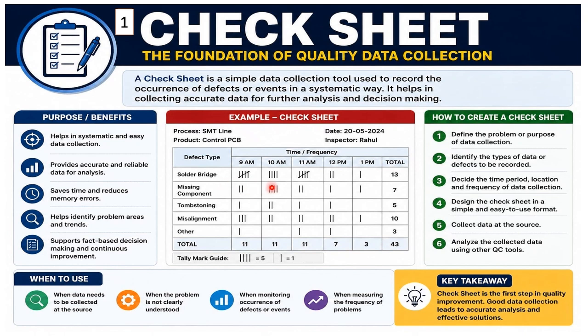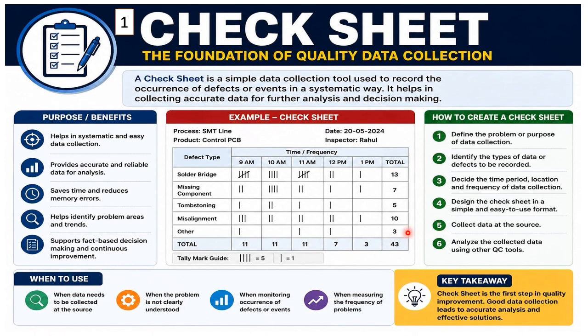By the end of the inspection, we can clearly see which defect occurs most frequently. The main benefits of a check sheet are accurate data collection, time savings, easy trend identification, and fact-based decision-making. It's commonly used during production inspections, process monitoring, quality audits, and defect tracking.